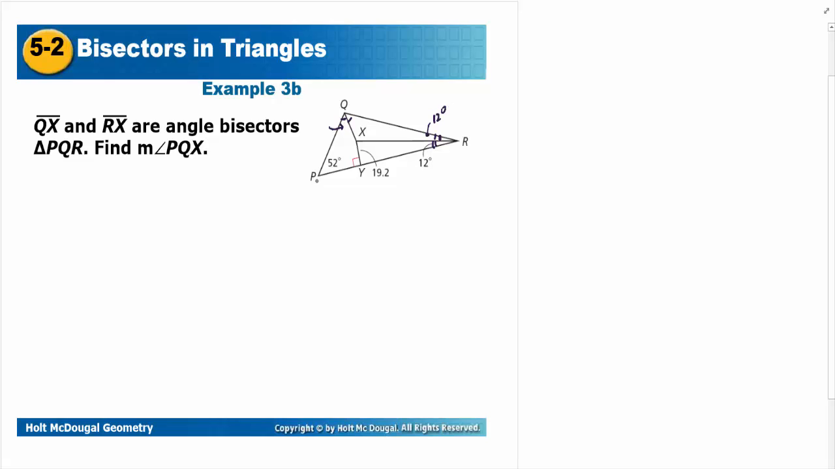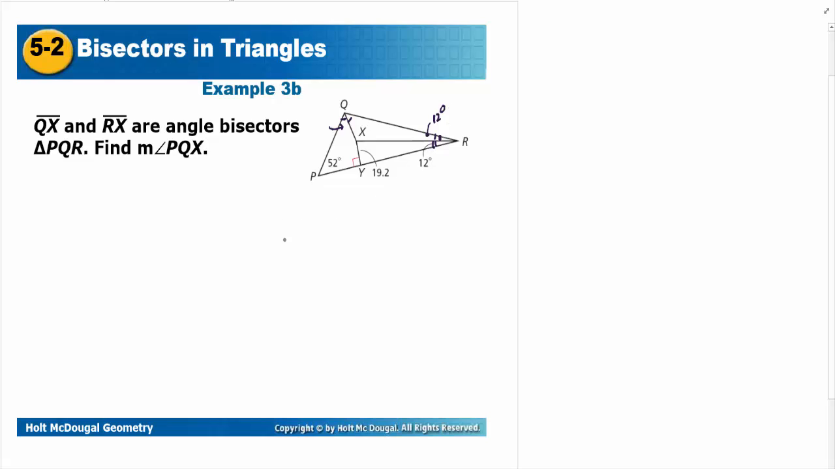Now, in this problem, in order to solve it, I need to find this angle right here, the whole thing. If I can find the whole thing, then I know that these angles are being bisected, so I just have to cut it in half. Well, now to find that angle, let's expand out to this triangle. I know the other two angles in that triangle, so if I know those two angles, then I can find angle Q. So the first step is to find angle Q.